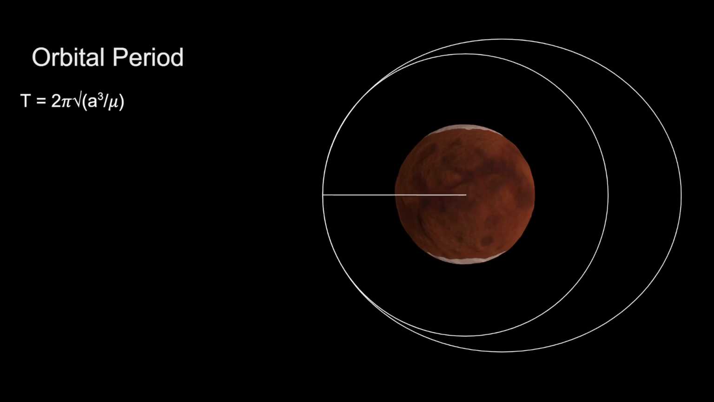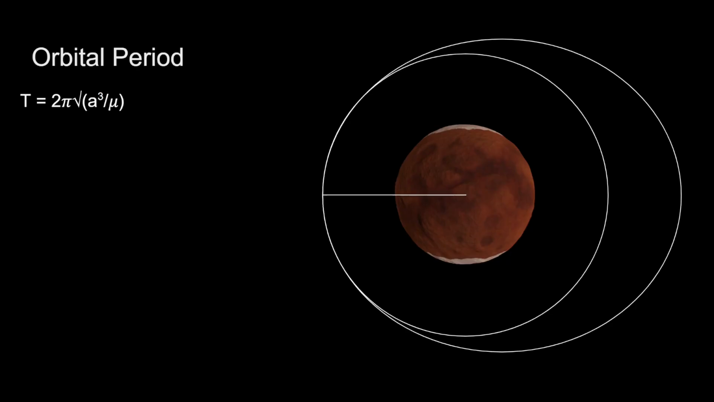Now, suppose we increase our orbit to this new ellipse. We keep the same periapsis. What's our new orbital period? This is where the a in our formula comes in. a is the semi-major axis, and quite simply it's the average of the periapsis and the apoapsis.